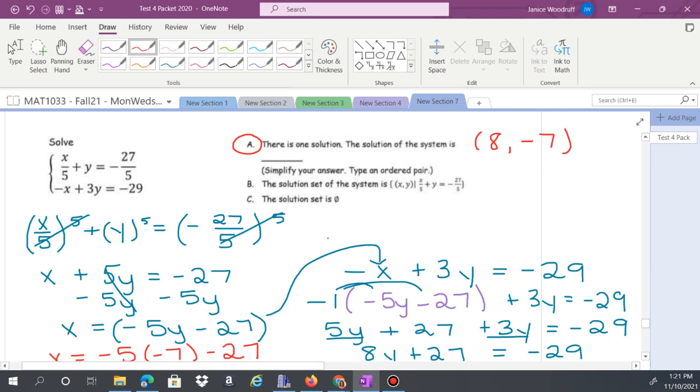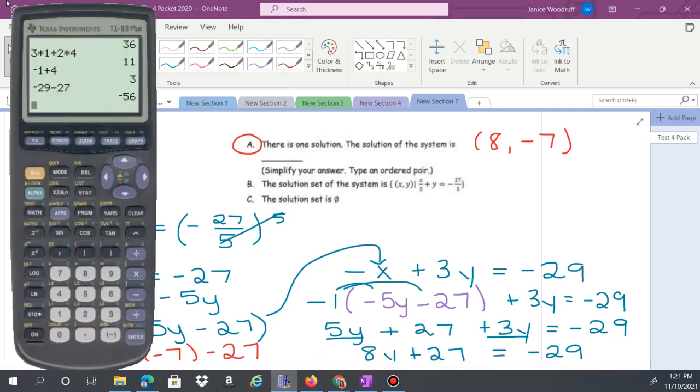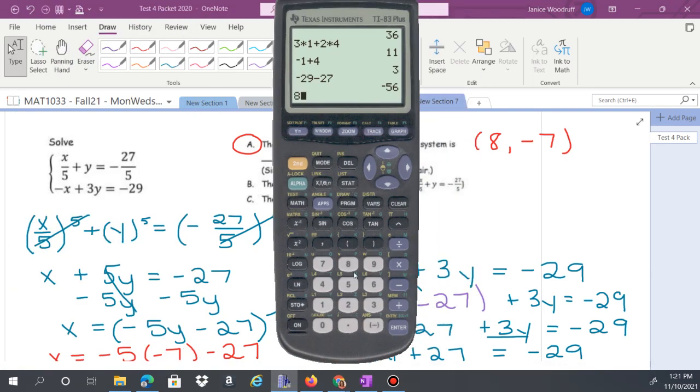Check it. Okay, so you have 8 for the x and negative 7 for the y. That first one, a little annoying, but let's see. 8 over 5 plus negative 7 gives me negative 5.4. Is that what negative 27 over 5 is? Yes. And then negative x, so negative 8 plus 3y, so 3 times negative 7 gives me negative 29. So it works in both equations. So you always want to make sure that you plug that back in.